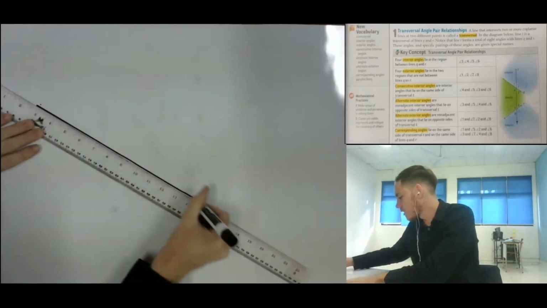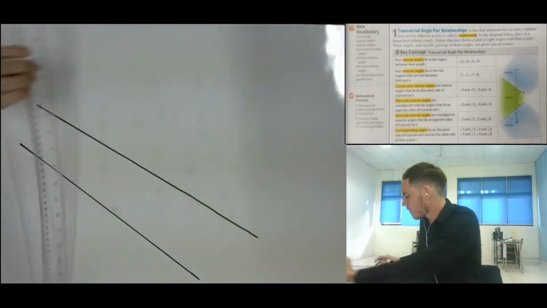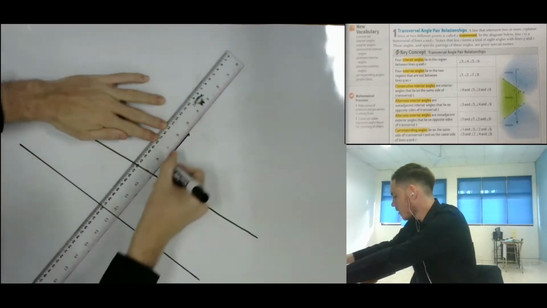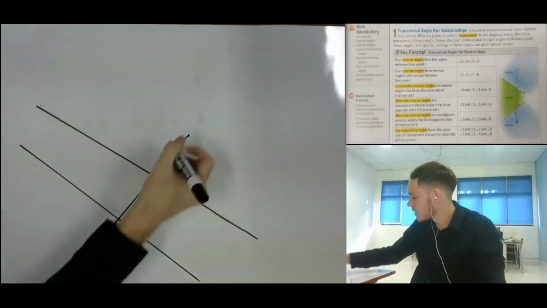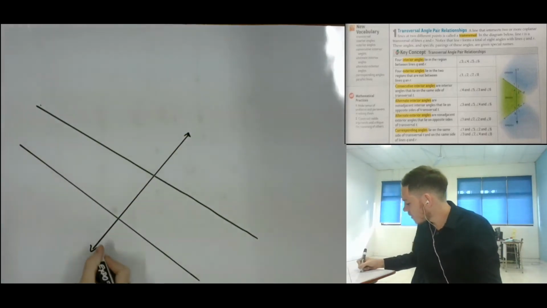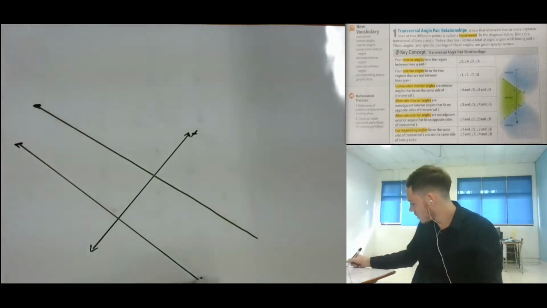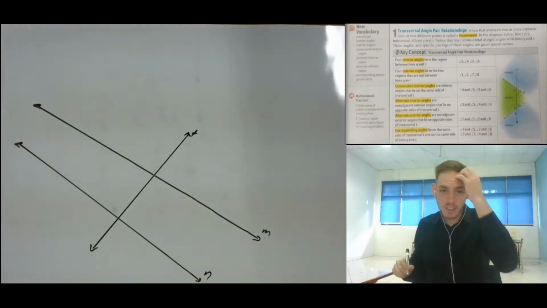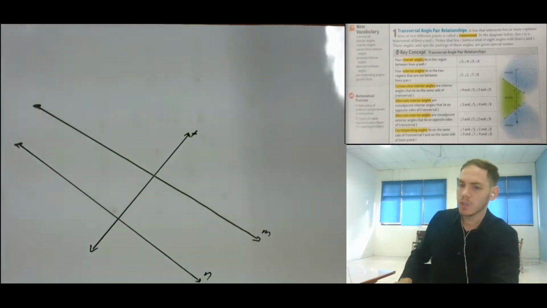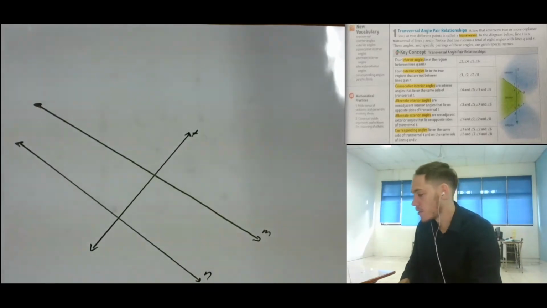Let's have our line. Let's have another line. Now, line T, with the other lines M and N. Line T is a transversal. It cuts through two coplanar lines. If it crosses both of them, two or more, it is a transversal.